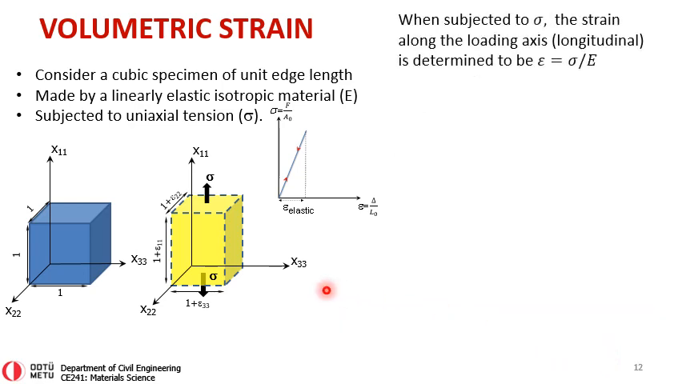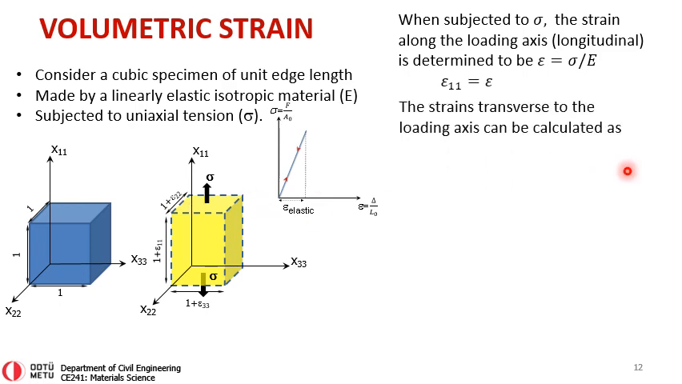Now, when subjected to the stress sigma, the strain along the loading axis is determined using the stress-strain relation. The strain can be expressed as sigma divided by the modulus of elasticity, and therefore epsilon 1 will be equal to the strain number. We can also calculate the transverse strain using Poisson's ratio, so epsilon 22 and epsilon 33 are minus Poisson's ratio times the longitudinal strain value.